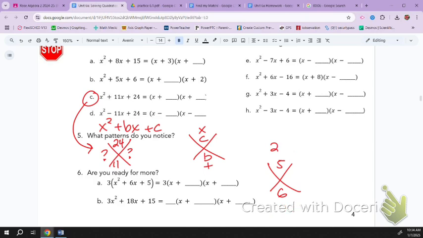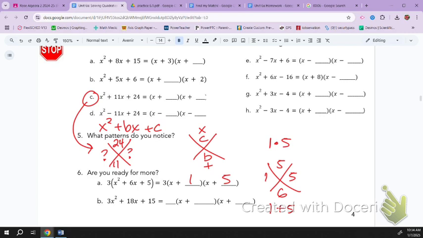No. We need another factor. We need another factor of 5. What two things multiply to be 5? 5 and 1. 1 times 5, that's 5. 1 plus 5 is 6. So that's going to be 5 and 1.